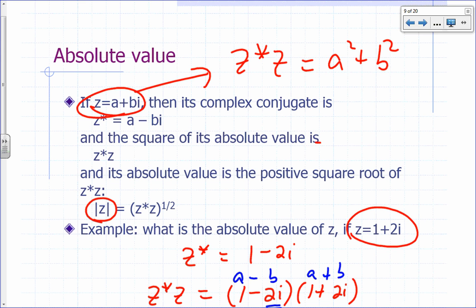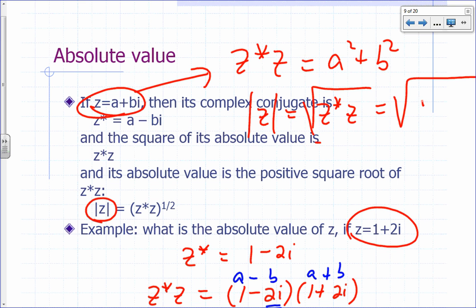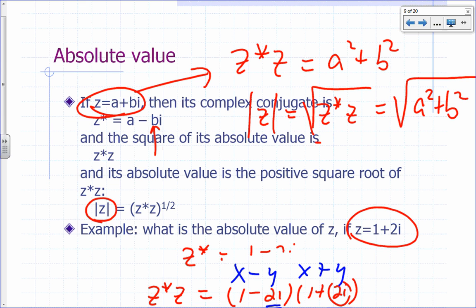Right? And so what's the absolute value of z? The square root of z star z. This is the square root of a squared plus b squared. When referring to this b right here, to avoid confusion, let's just call this x plus y, x minus y, and x plus y, since we've already defined a and b here. So a squared plus b squared. It's the square root of a squared plus bi minus bi squared. See, a squared minus bi squared. But i squared is -1, so that ends up being a squared plus b squared.